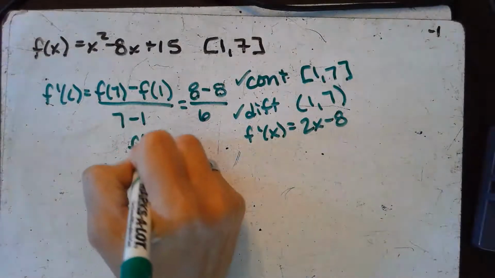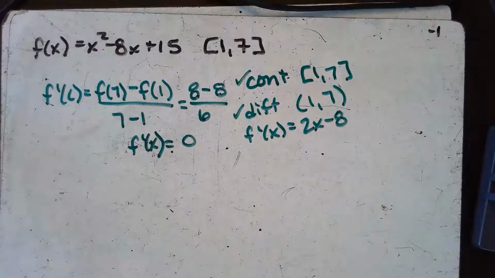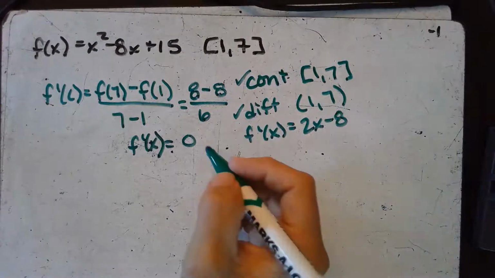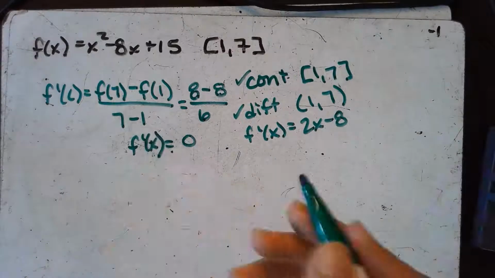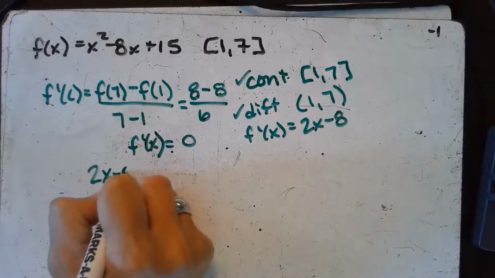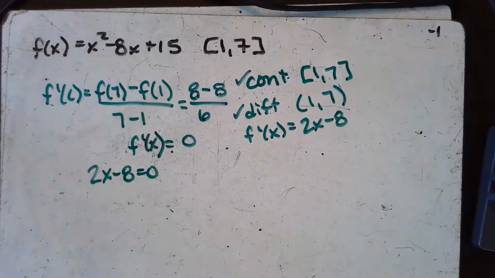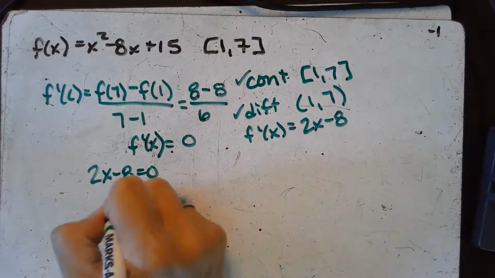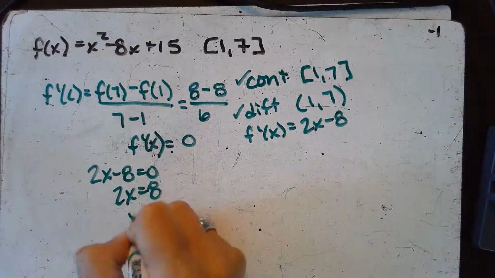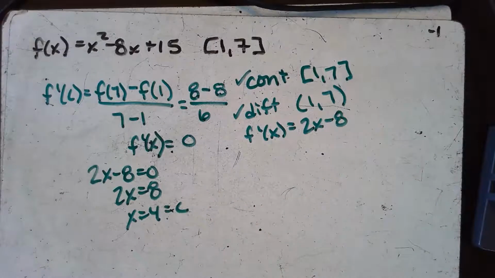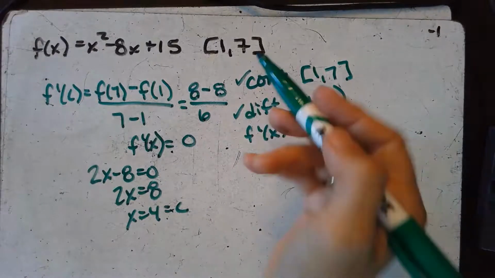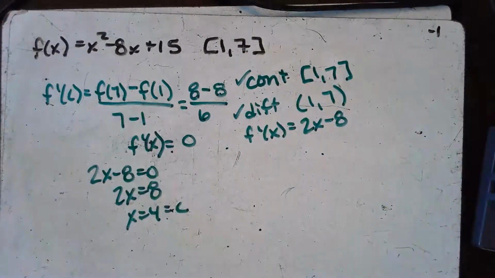So therefore, f prime of x will be set equal to 0. And then we can find that c value, or that x value, where it equals 0. So we say 2x minus 8 equals 0. 2x equals 8. Divide by 2, x equals 4. So that c value is 4. And is it on the interval? Yes, it is.